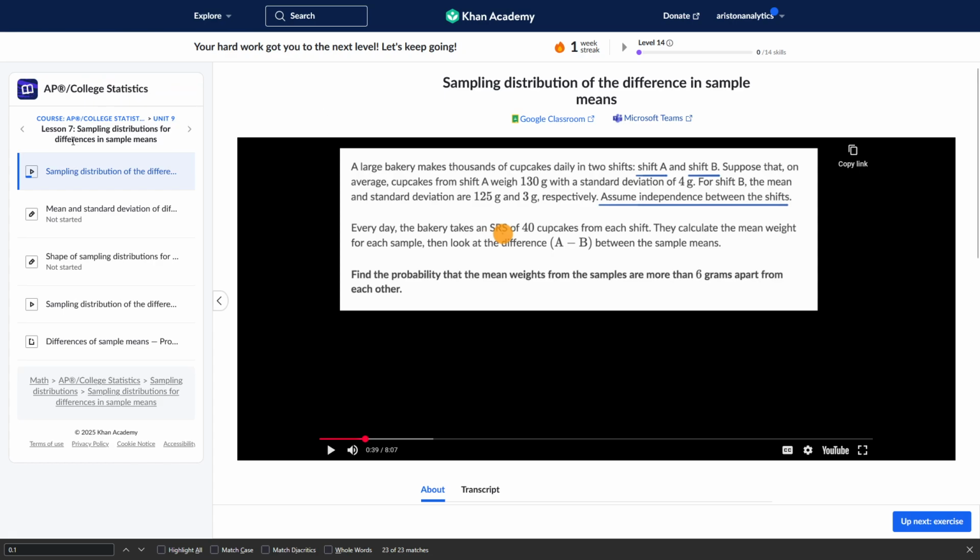Sampling distributions for differences in sample means. Okay. Large bakery. Shift A, shift B. This is what we're going to compare. So we're going to be given a.